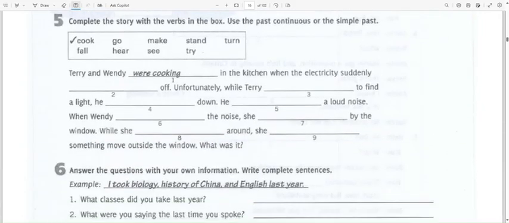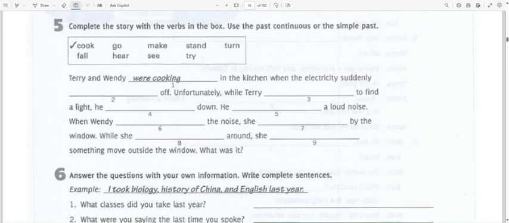Okay, let's look at the next one. Complete the story with the verbs in the box. Use the past continuous or the simple past. Students, this fifth one, can you all do it on your own without me teaching anything in that? Complete the sentences and send me the answers in the Google chat, students, for question number 5.